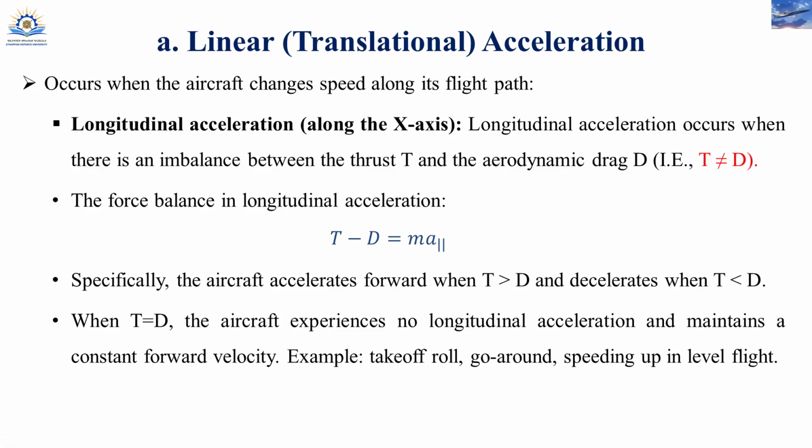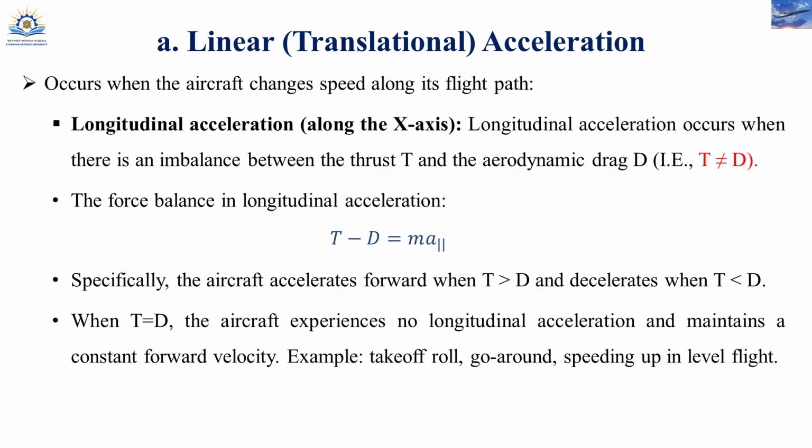Longitudinal acceleration occurs when there is an imbalance between thrust and aerodynamic drag. If thrust is different from drag, what happens? A longitudinal imbalance will happen. So we put the balance: thrust minus drag is equal to mass times acceleration. Thrust minus drag is called excess thrust. That excess thrust is equal to mass times acceleration in the longitudinal direction. So the aircraft accelerates forward when thrust is greater than drag.